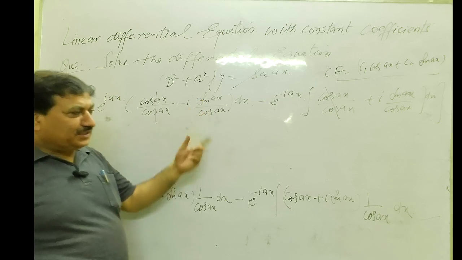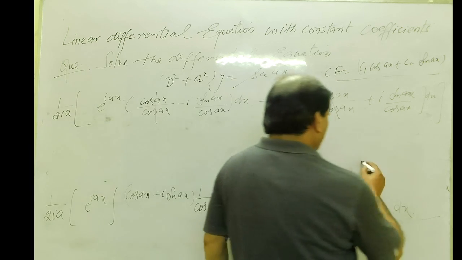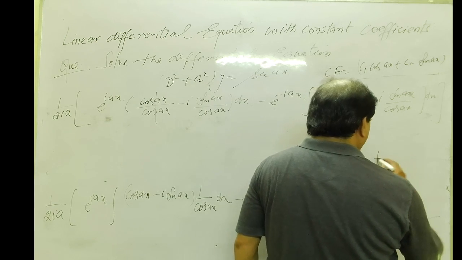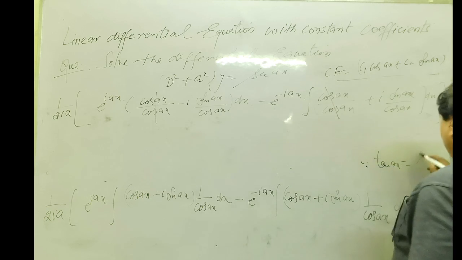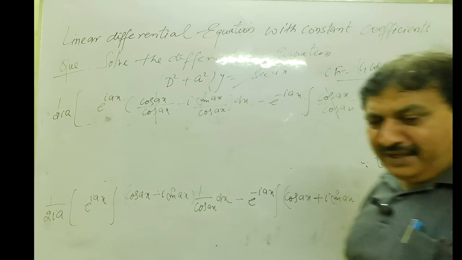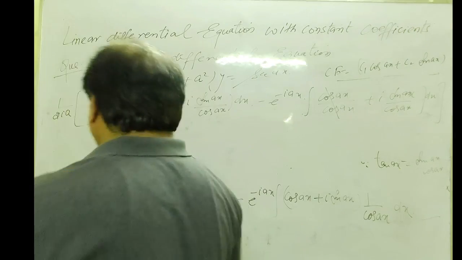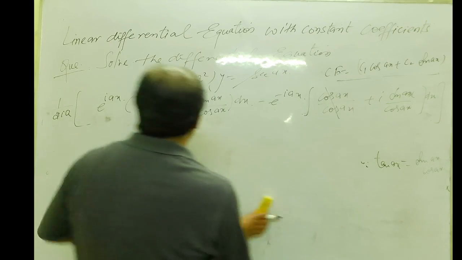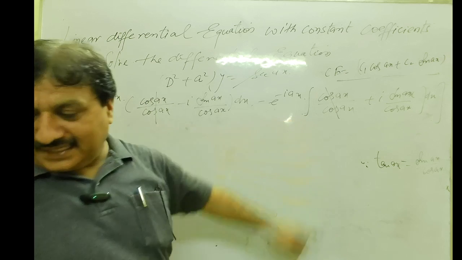Sin by cos, in trigonometric terms you also know tan ax equals sin ax by cos ax. Tan means sin by cos. Okay, any problem? My dear students, is this concept clear? This cancels and another cancels.